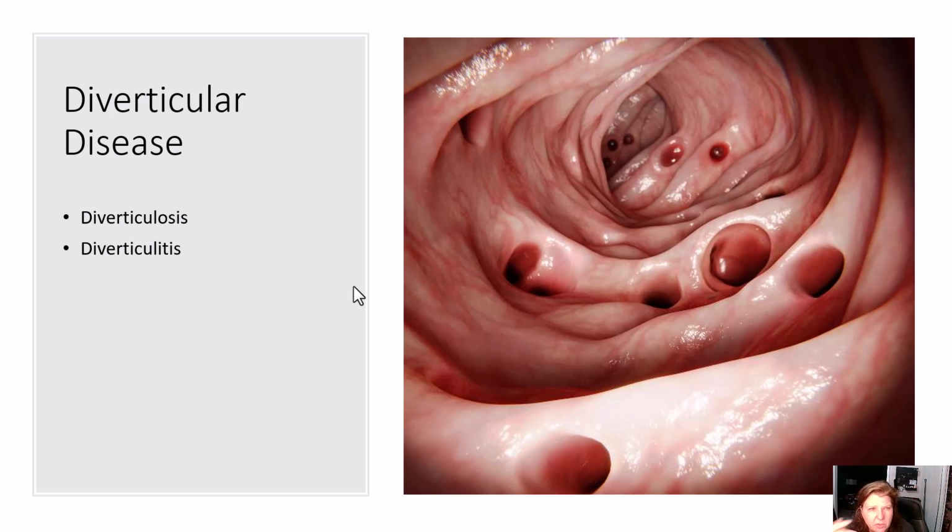And I know in the picture you're seeing in front of you, it looks more like just holes in the colon, but they are actually pouches, and I'll show you what they look like on another picture. The second one is called diverticulitis. Itis means inflammation. So we have an inflammation of those diverticula. So one means that you have diverticula in your colon, and the other means they got inflamed.